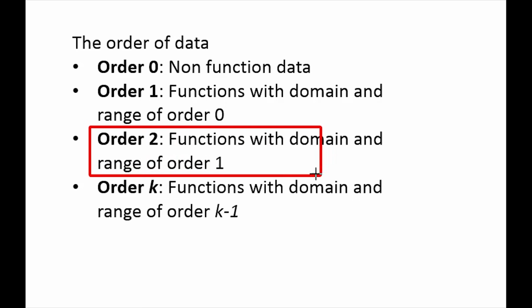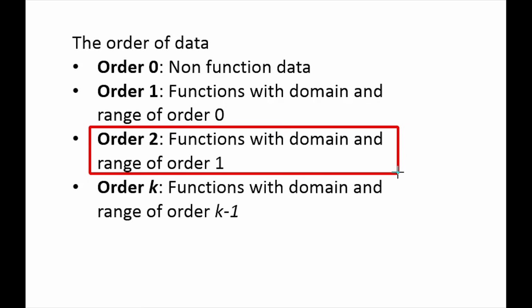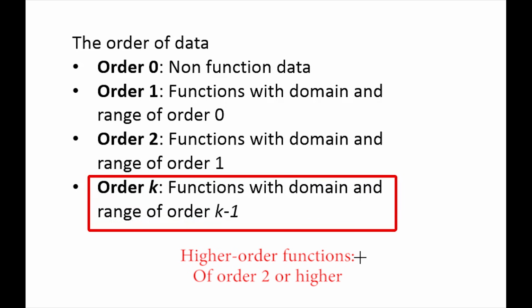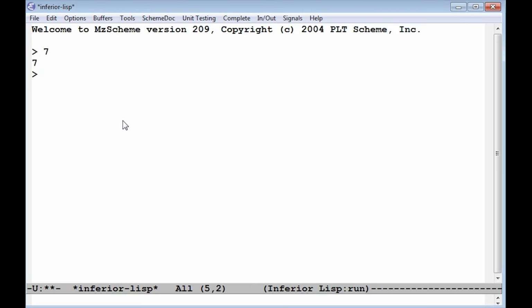Second order functions, typical higher order functions, are functions with domain and range of order 1. So here we have the functions that are able to accept functions as parameters and functions which may return functions as result. And this continues to arbitrary order by a simple generalization. So here a number is of 0 order. The same is the case for a list.